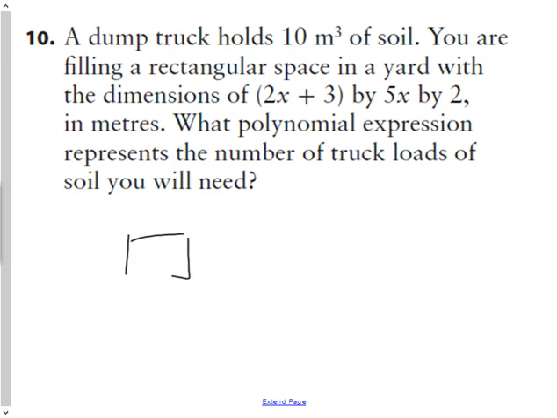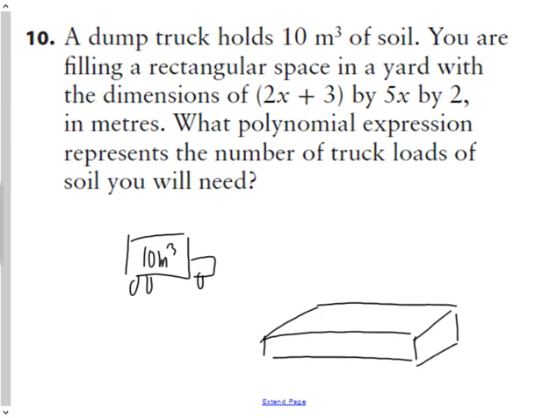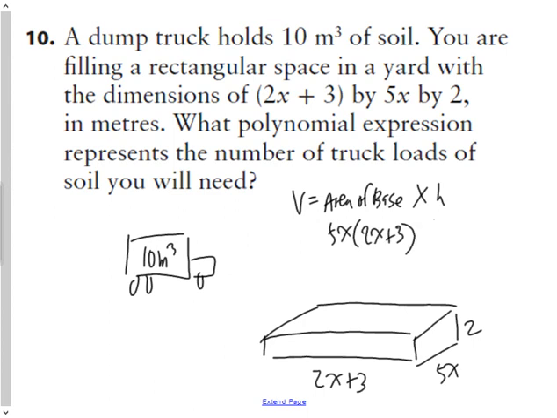So I'm going to draw my truck first. I have to admit something. When I first did this question, I misinterpreted what it said. So if I drew the yard, this is the yard, a three-dimensional rendering of the yard that needs to be filled with soil. The length of it's going to be 2x plus 3. The width is going to be 5x. And the height is going to be 2. So if I think about volume, volume is area of the base times the height of the prism, or area of the base meaning 5x multiplied by 2x plus 3 multiplied by the height, which is 2. And that will be the volume.